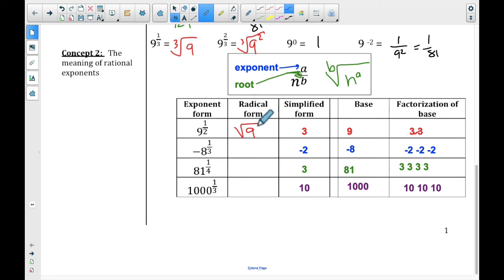How about negative 8? The radical form would be the cube root this time because it's a 1/3 of negative 8. The answer is negative 2. Why is it negative 2? Because negative 2 times negative 2 times negative 2 is negative 8. The next one, 1/4 power means 4th root. The 4th root of 81 is 3 because 3 times 3 times 3 times 3 is 81. And lastly, 3rd root of 1000, we write it as the 3rd root like this. And it is 10 because 10 times 10 times 10 is 1,000. All right, let's turn the page.